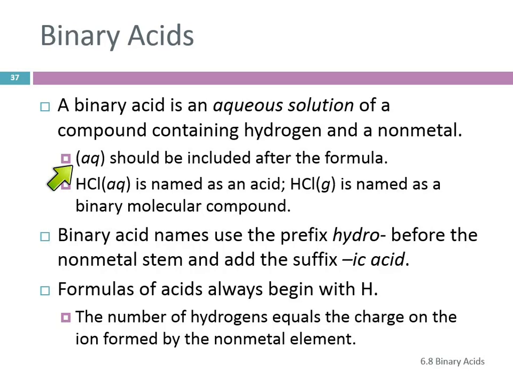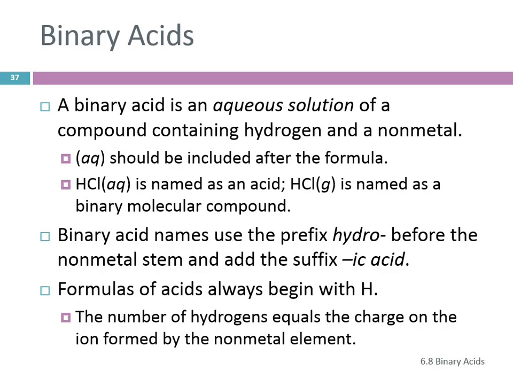We should always include AQ after the formula. Because if it's not dissolved in water, technically it's named as a binary molecular compound instead. This is another one I'm not going to try to trick you on. So HCl-AQ is named as an acid. HCl gas is named as a binary molecular compound. This would be hydrogen chloride or hydrogen monochloride. This is named as an acid.